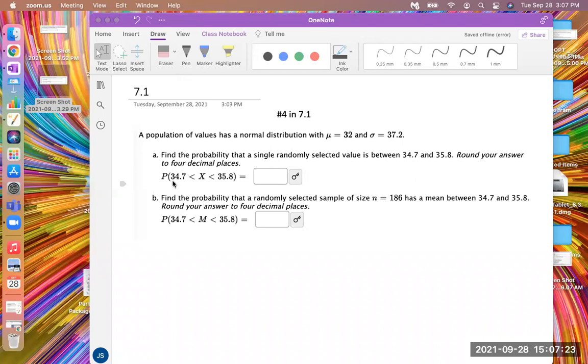Hi class, this is number 4 on 7.1. A population has a normal distribution. So now we're no longer working on uniform distributions, but normal distributions. And it gives you the mean of the distribution and the standard deviation of the distribution. So that just means that it's bell-shaped.